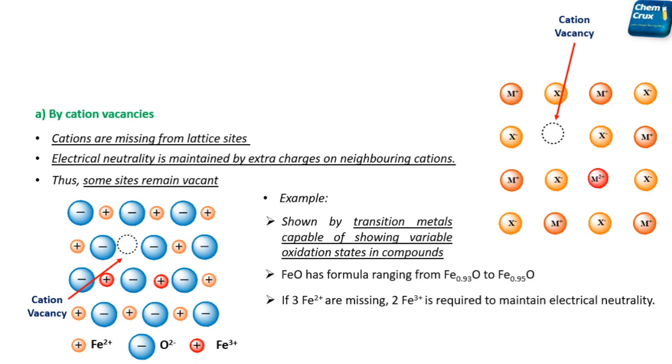Coming to stoichiometry. Since some metal ion is missing from the lattice site, the ratio is not 1:1, rather the ratio is 1-x:1. And because some metal ions are missing, we can say this is a metal deficiency defect. And since the stoichiometry is not 1:1, it is a non-stoichiometric type of defect, right?